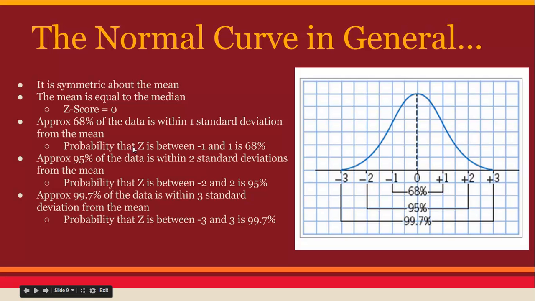The reason why we use z-scores is so that we can talk about things not just in terms of mass and mean and standard deviation, but just in general, because this normal curve doesn't just happen for apples. It happens for heights of people. It happens for anything that occurs naturally.